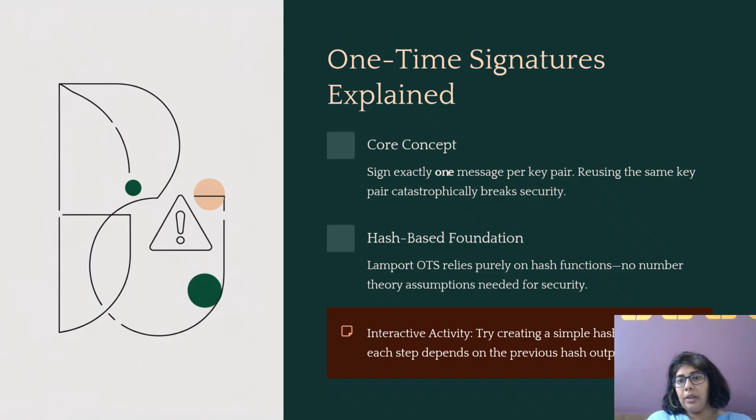One way to do an interactive activity is to create a small, simple hashing function, where each step depends on the previous hashing outputs.